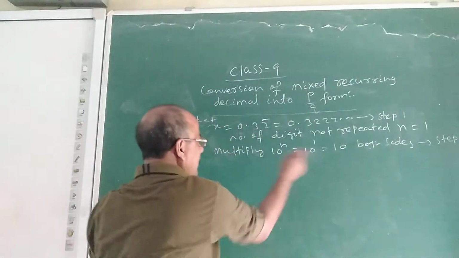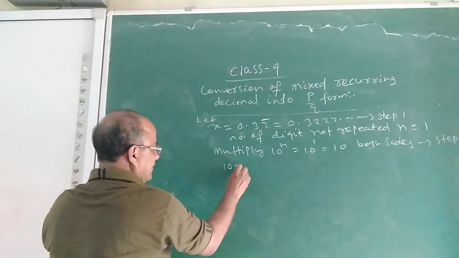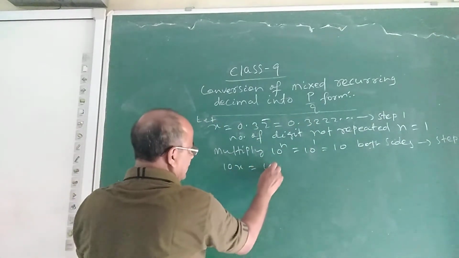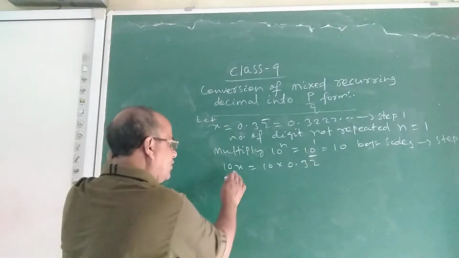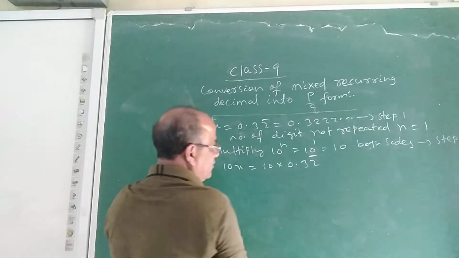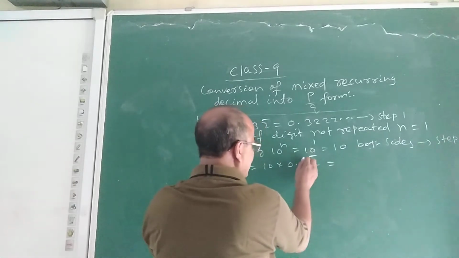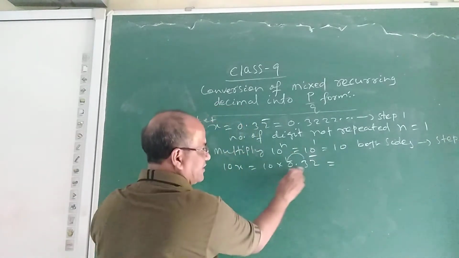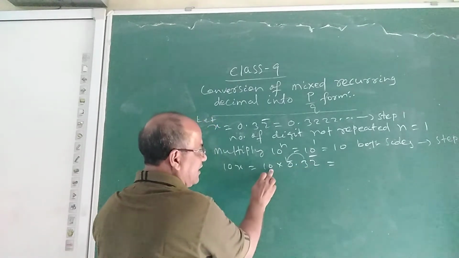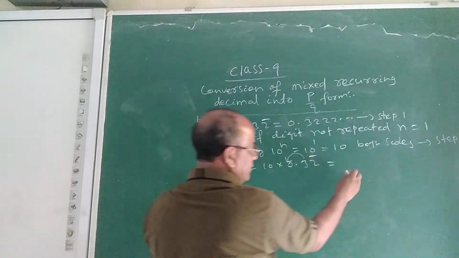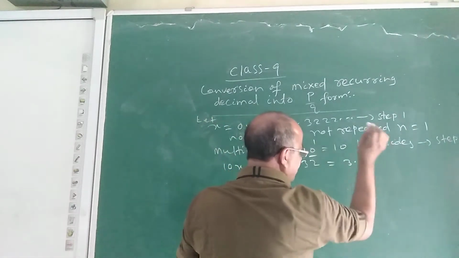Now if you multiply 10 on both sides, what will you get? 10 into x equal to 10 into 0.32 bar. Now what will be the value of 10 into 0.32 bar? The 3 will shift to the left of the decimal point because we are multiplying this decimal number by 10, having only one 0. So it will be 3.2 bar.